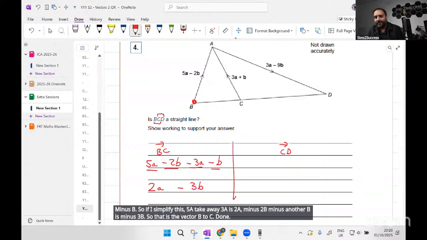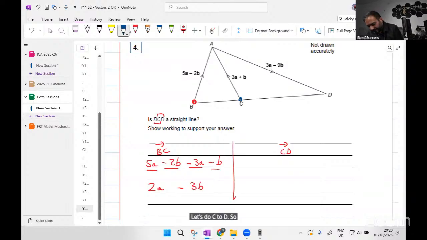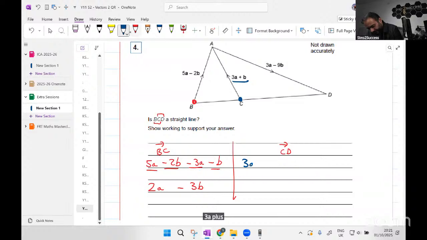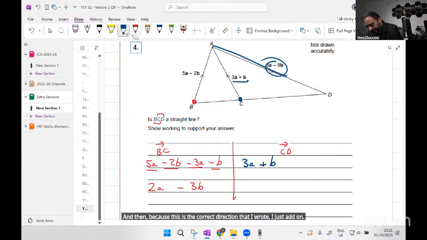Done. Let's do C to D. So I'm on C and I want to get to D. I can't go directly because I don't know any vectors here, but I can once again go that way and then that way to get from C to D. 3a plus b gets me from C to A. And then because this is the correct direction, that arrow, I just add on 3a minus 9b.